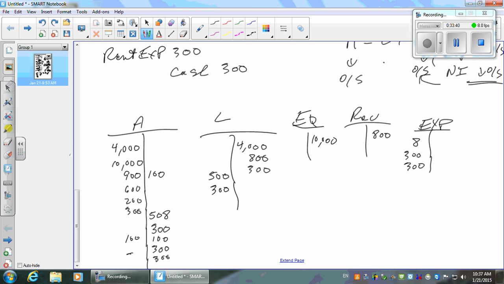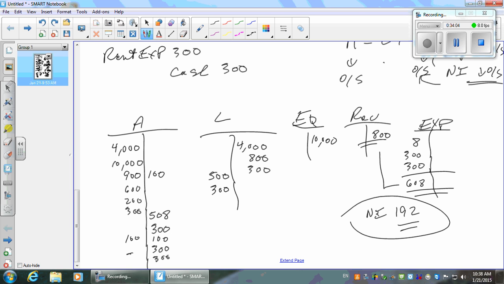It's the last question there. What's the net income? What would you need to get the net income? Probably revenues and expenses. What's the revenues? 800. What's the expenses? 608. Revenues of 800 less expenses of 608 comes out to a net income of 192. Debit or credit? It's credit, of course. That's net income.